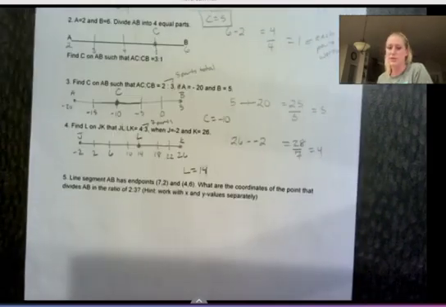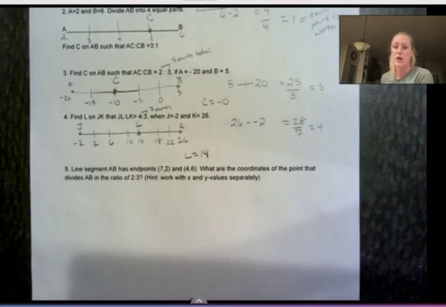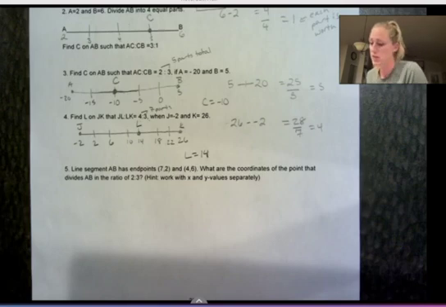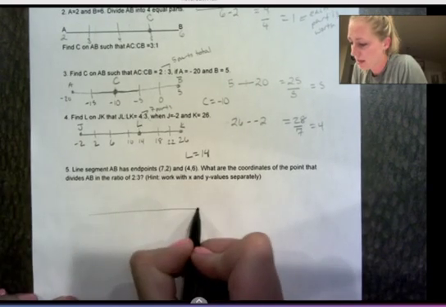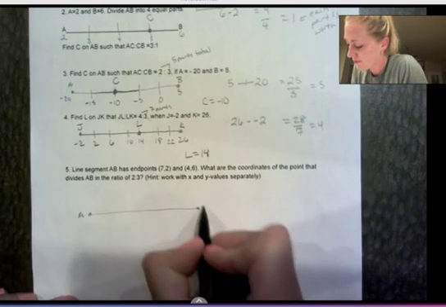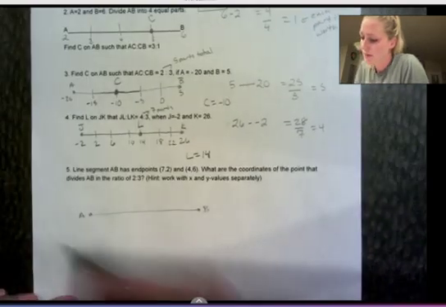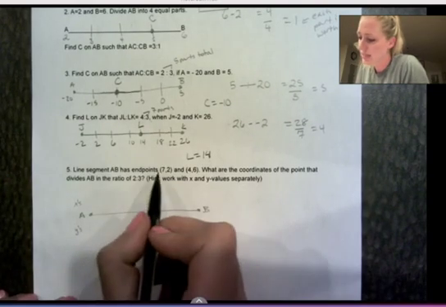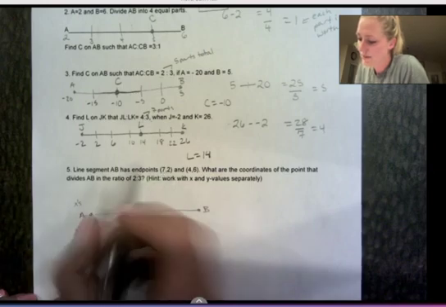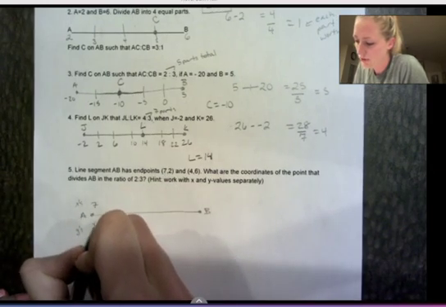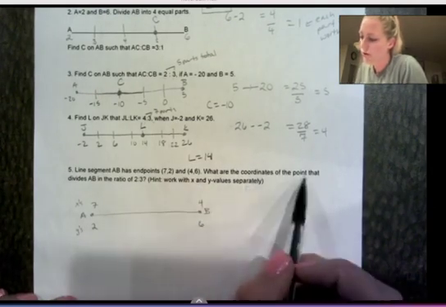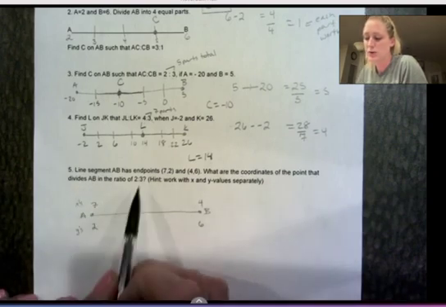All right, last example here, you guys. Now we're going to add one more piece. We're going to do this with an ordered pair. Basically, we're going to do the same process we were just doing twice, once with the X's and once with the Y's. So I have this segment AB. I'm going to put the X's up here and the Y's down below. A has the point 7, 2. B has the point 4, 6. What are the coordinates of the point that divides AB into the ratio 2 to 3?